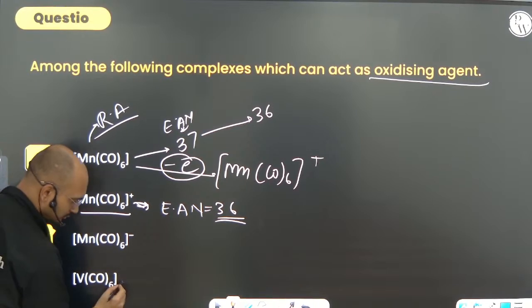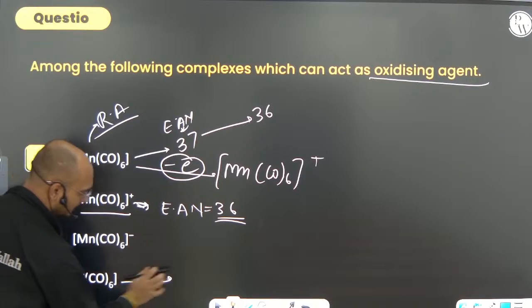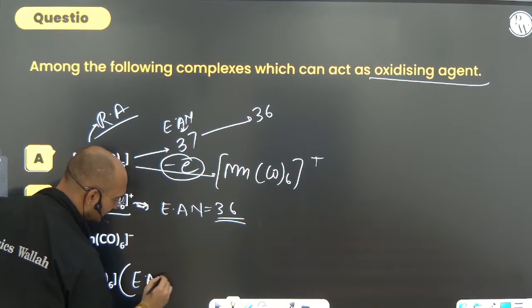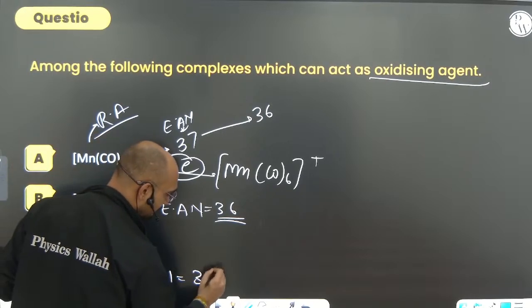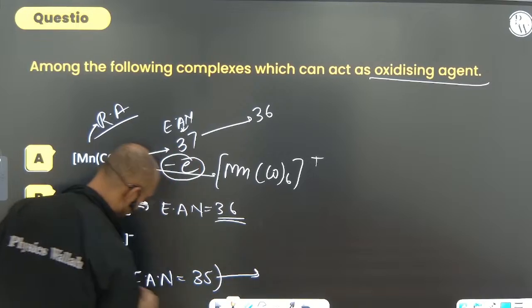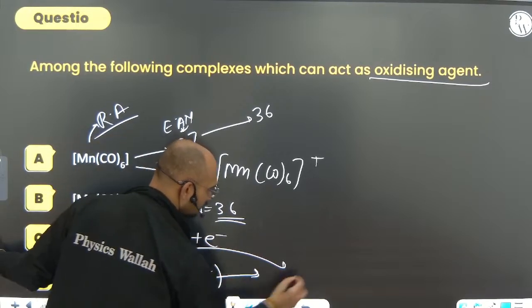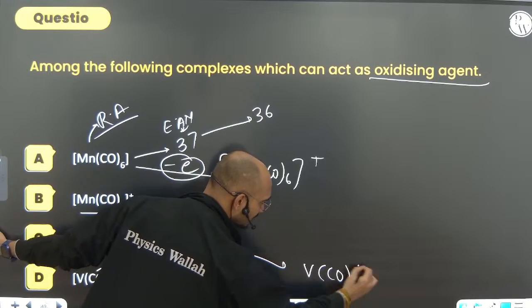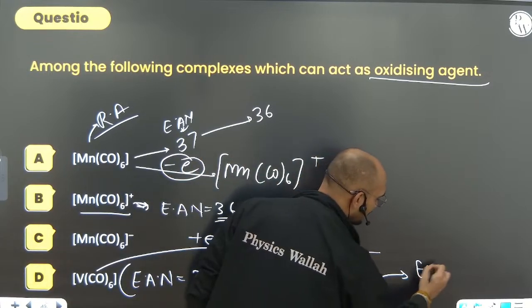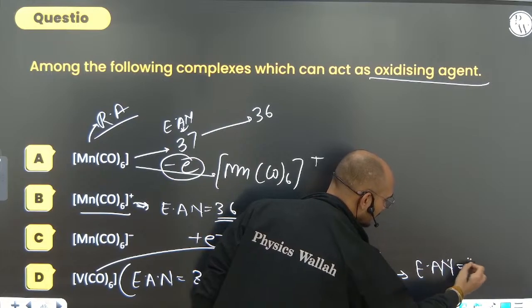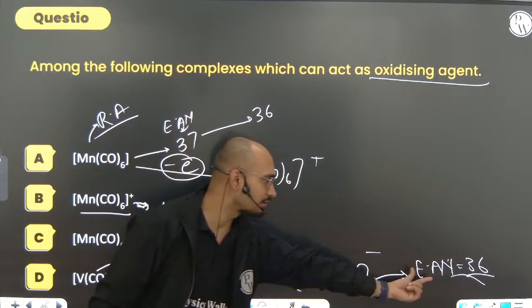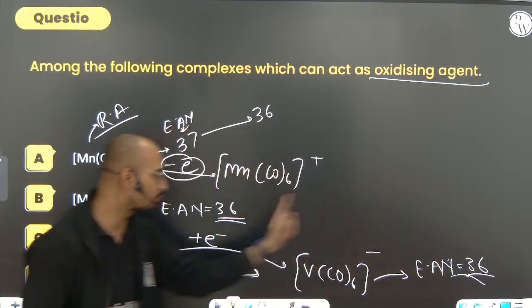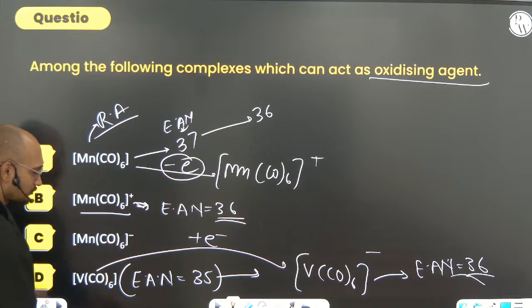Now directly consider V(CO)6. Can you see what the effective atomic number is? Here it is 23 plus 12, that is 35. So it wants to convert into 36. What will it do? It will accept one electron to convert into V(CO)6 minus 1. Now the effective atomic number comes out to be 36. So it is taking electrons, it is getting reduced, so it is acting as an oxidizing agent. Option D is the correct option.